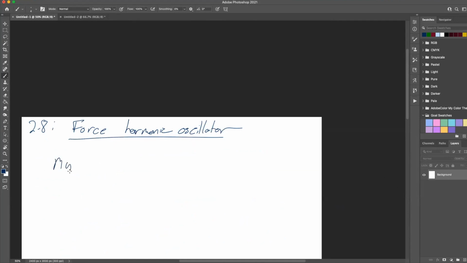Now we have our mass times y double prime plus c y prime, where c is our damping coefficient, plus k y, which remember is our spring coefficient, equal to, now we're going to force it. In your book, we're going to force it with some cosine omega t. So we're going to force it with either a sine or cosine function.